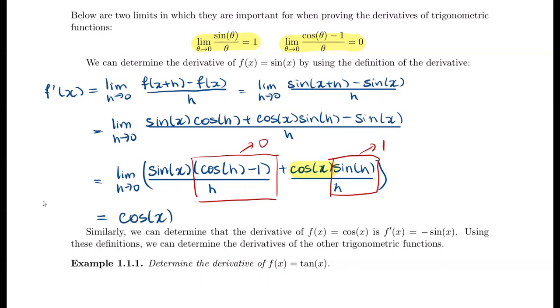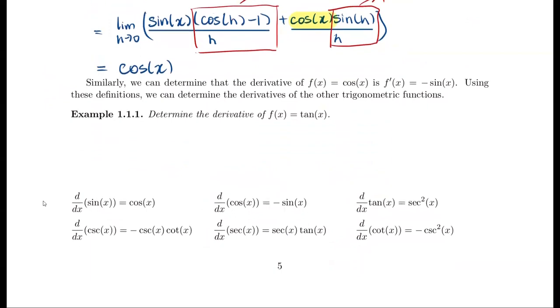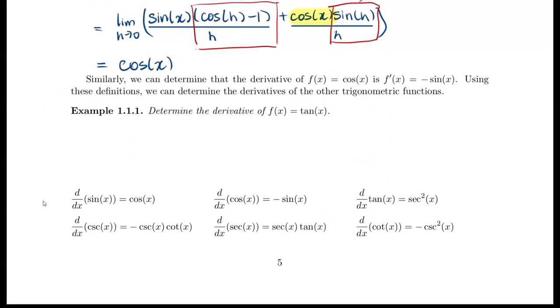Now, similarly, we could also determine that the derivative of cosine of x is simply negative sine of x. But while we're using these definitions, we could also find the derivative of other trigonometric functions. For example, in the next example, we'll be finding the derivative of tan of x. But we're going to use the standard way, using the quotient rule for this derivative.